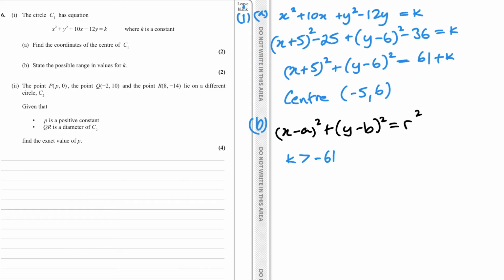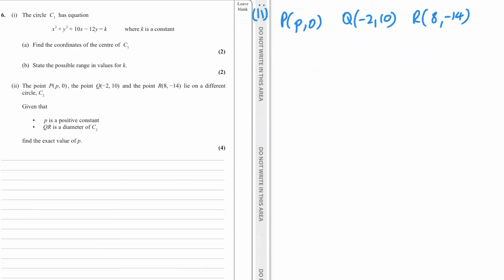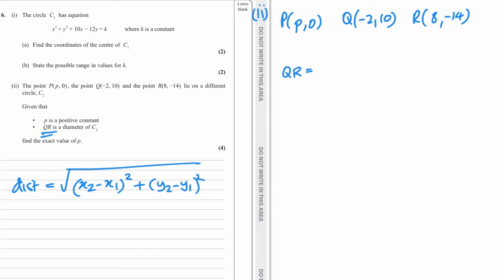So, looking at this one, we know that QR is the diameter. So we want to start by finding the distance that QR is. And distance is going to be the square root of the difference in x's squared plus the difference in y's squared, and then they are square rooted. It's essentially just Pythagoras.